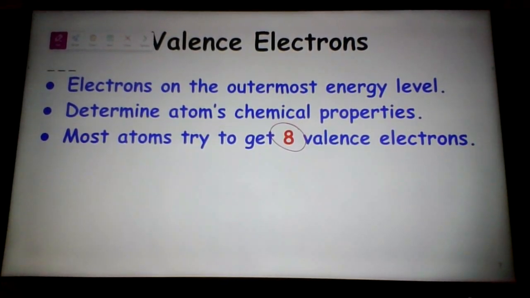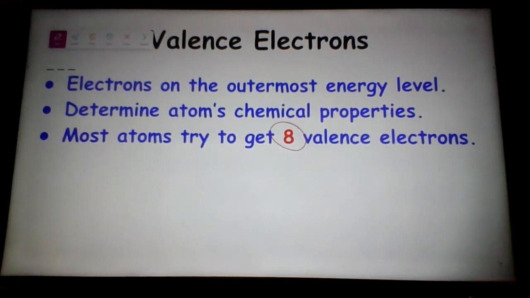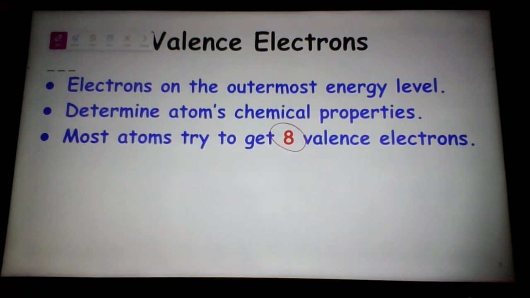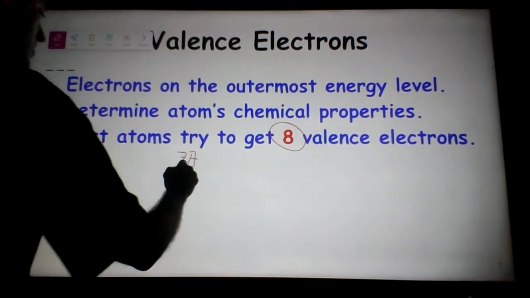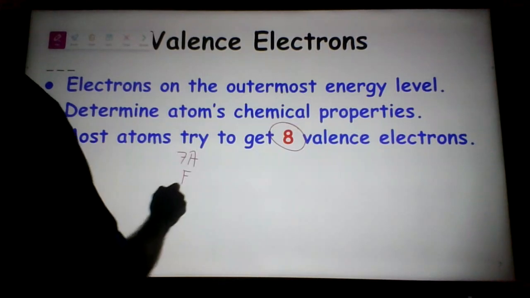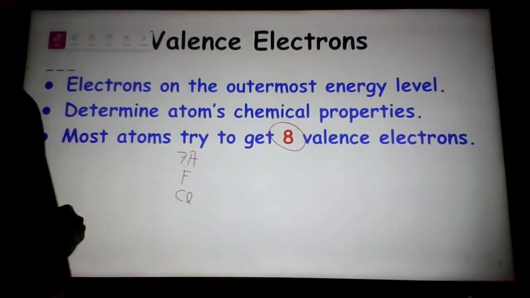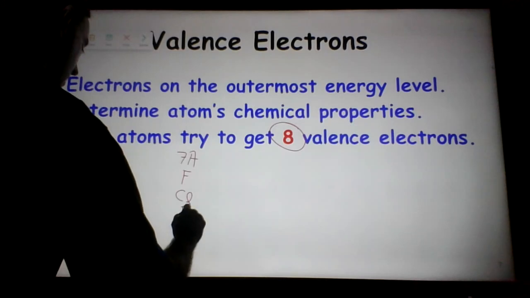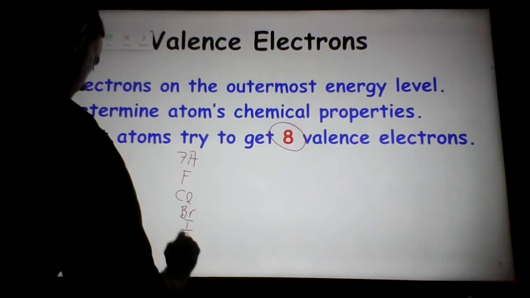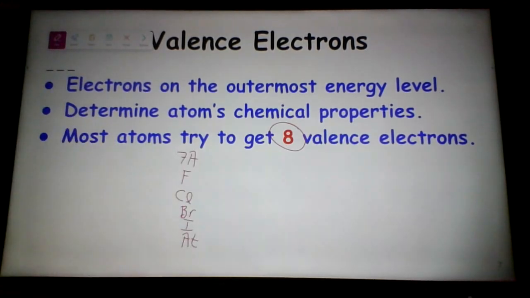But you look at the top of a group that has an A, 1A, 2A, 3A through 8A, that's going to tell you how many valence electrons are in that group. So if you look down group 7A, where the top element is fluorine, followed by chlorine, and then bromine, iodine, and astatine. That's down group 7A.